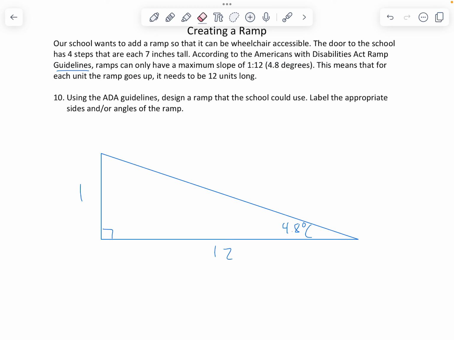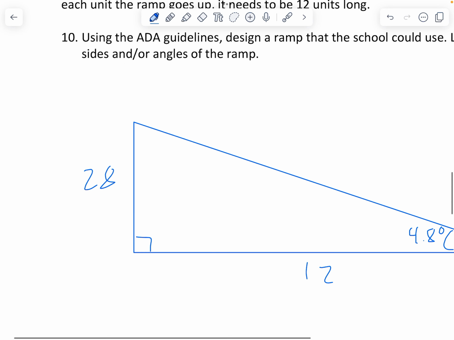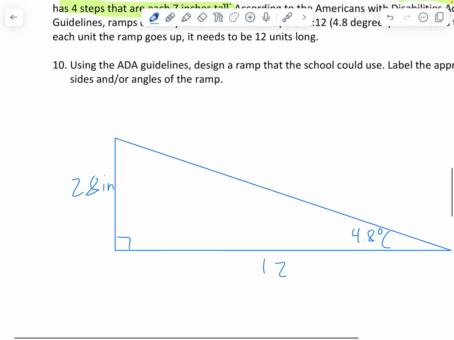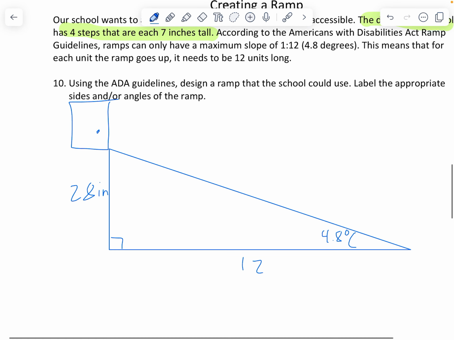So up here, they talk about the door to the school has 4 steps that are each 7 inches tall. Okay. So if we have 4 steps and each step is 7 inches tall, how many inches is that in total? Well, 4 times 7 is 28. Okay. So that means that the door to the school is 28 inches off the ground, right? You can imagine that's the door. So if we have a ramp, we need it to be able to go up 28 inches. That means we need to figure out what this is going to be down here, okay?